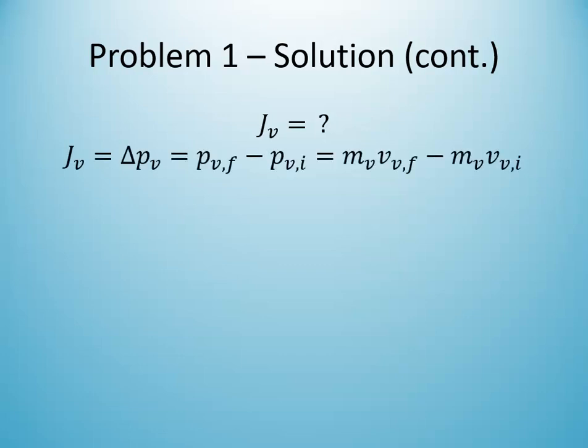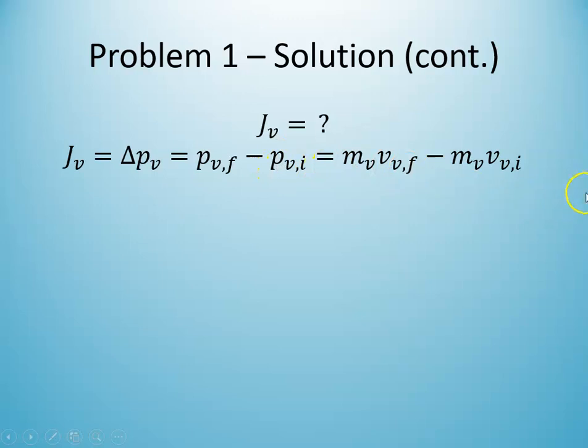So J equals delta P. So J for the varmint is equal to delta P for the varmint. Well, what does change in something mean? That's change in momentum. Well, that means final minus initial. So delta P for the varmint is P final for the varmint minus P initial for the varmint.